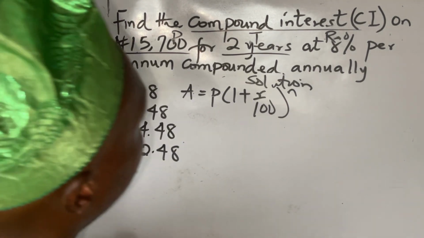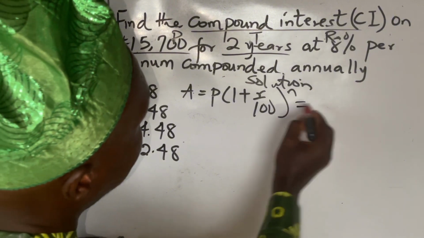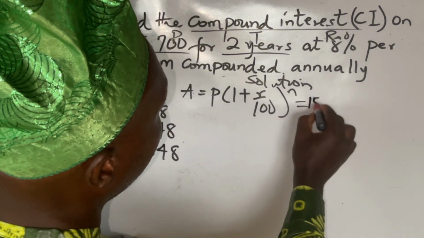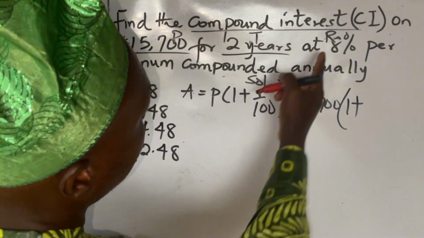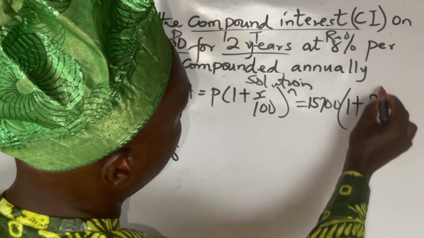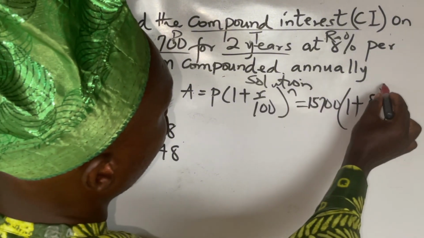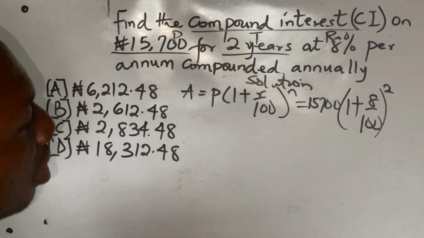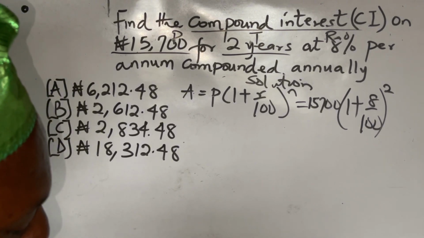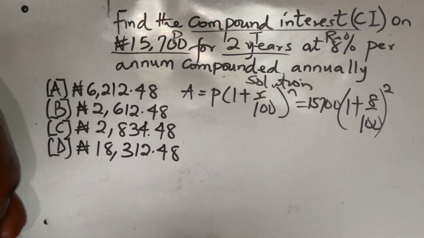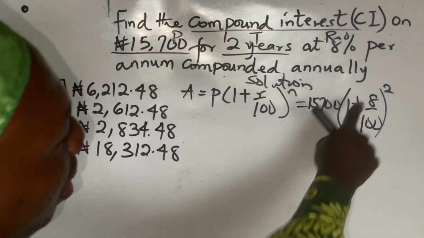So let's substitute in the formula. We have amount, and principal is 15,700, times 1 plus our rate 8% over 100, raised to power n, which is 2, that's 2 years. So let's evaluate what we have on the board. 8 over 100, that's 0.08, 8 divided by 100. Plus 1, 0.08 plus 1, we have 1.08 raised to power 2.